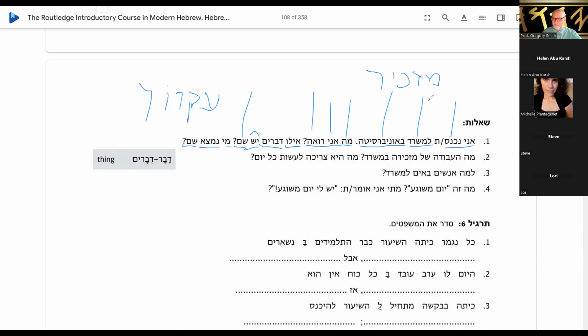Okay, mazkir. That sounds like it's got a patach under it, and maybe there's a sheva there. And then this would be a hirik. Mazkir. So that's like secretary.